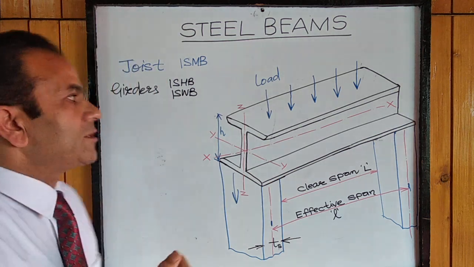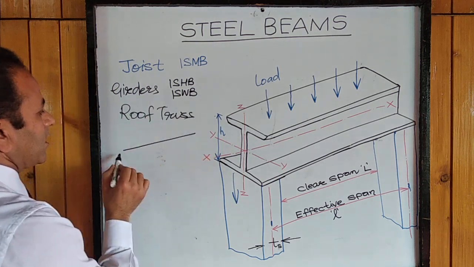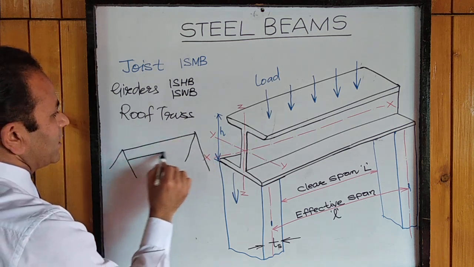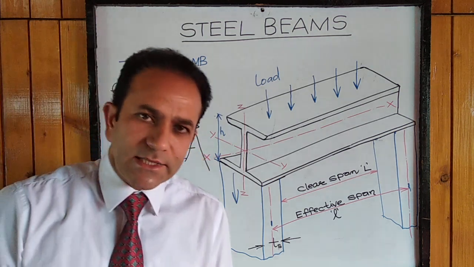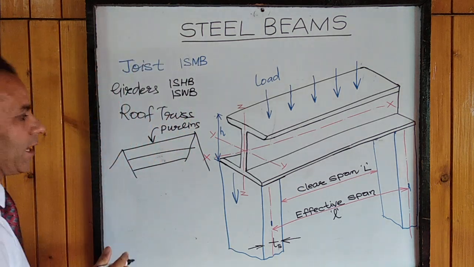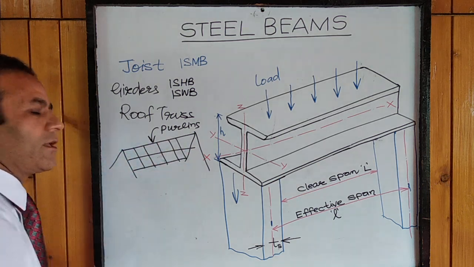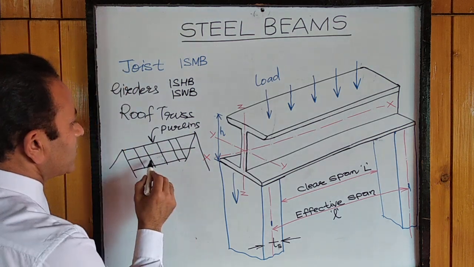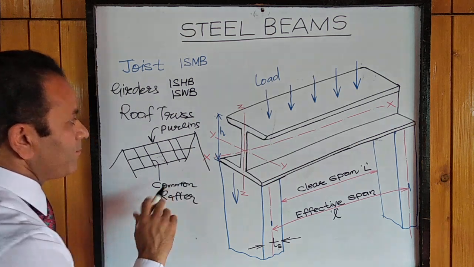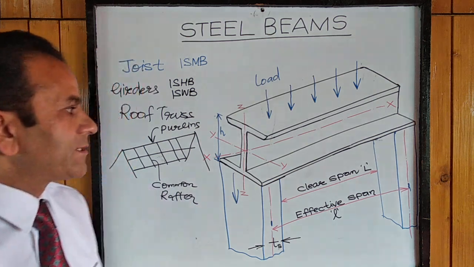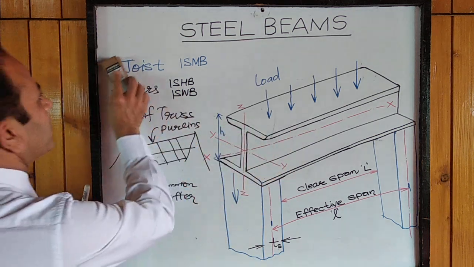There may be beams in a roof truss also. In a roof truss, in between the two trusses, we have connecting members called purlins. These purlins are also beams. These purlins act as a beam in a roof truss. Then, transverse to these purlins, we have more members, which form a grid and support the roofing material. These are also beams, which are known as common rafters. So there can be purlins and common rafters which act as beam in a roof truss. There may be joists or girders in a building which act as the beams in a building.